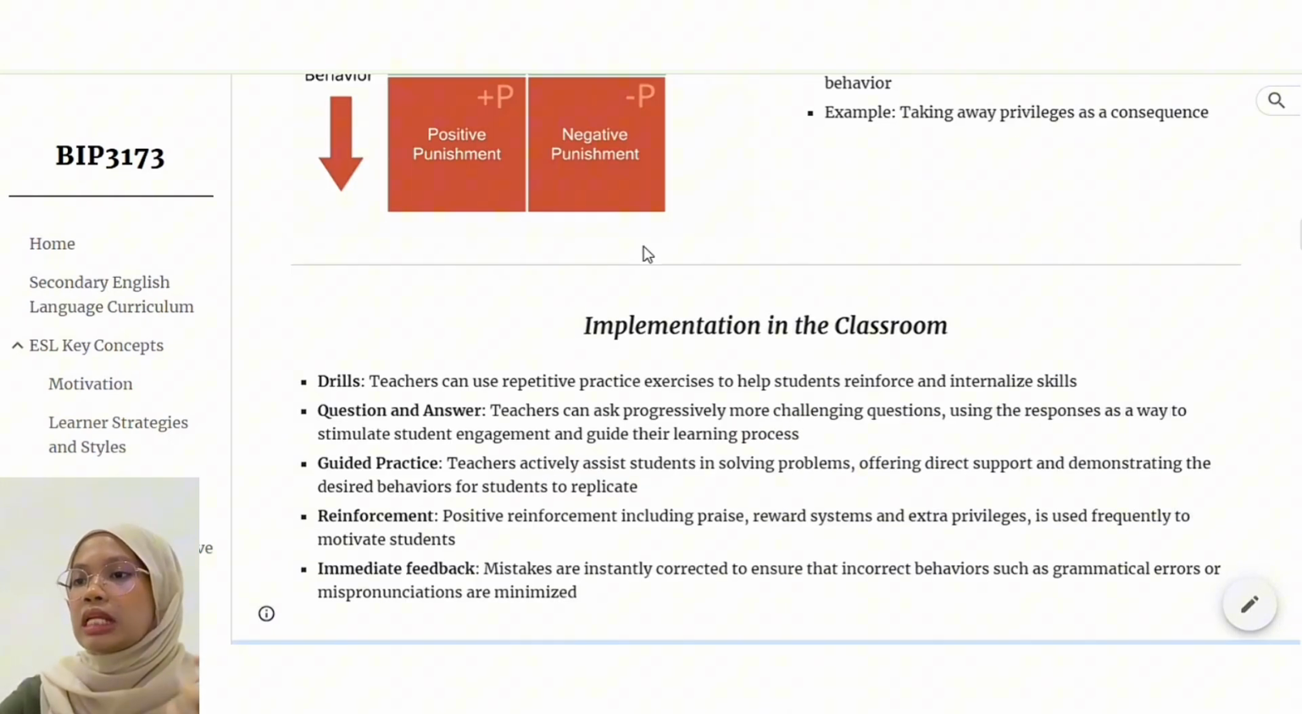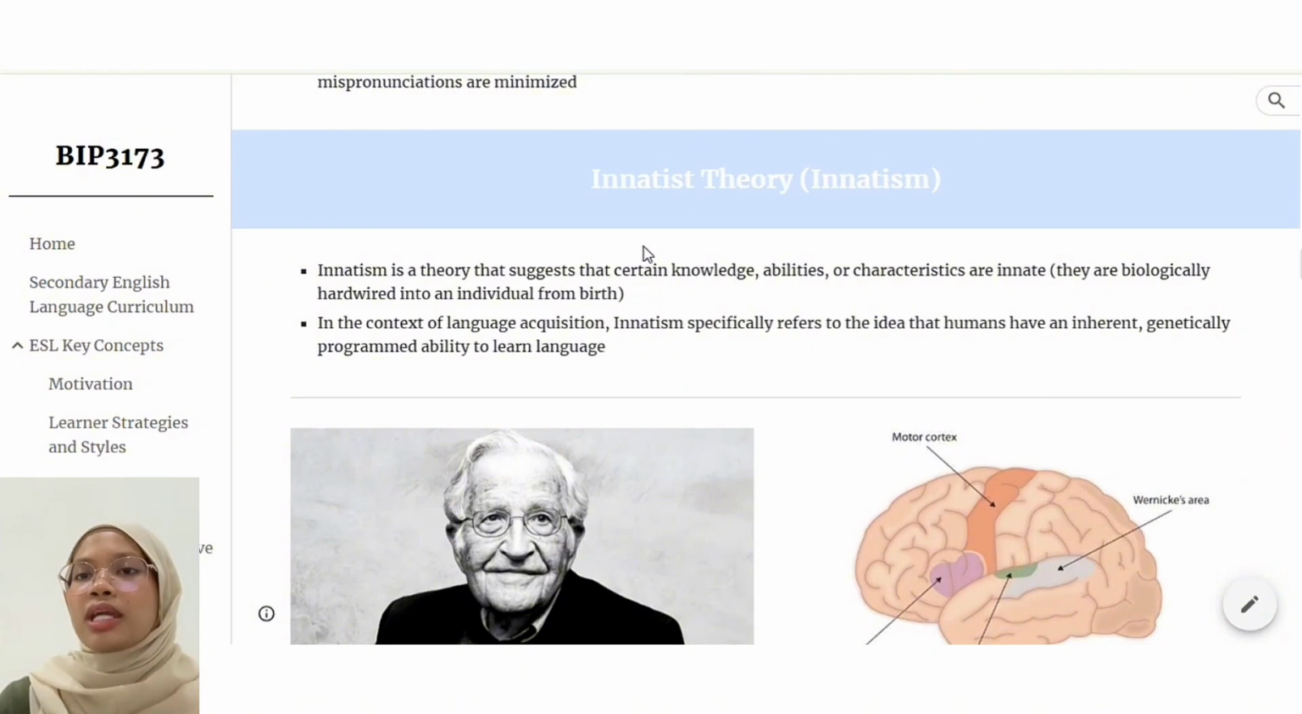So how do we implement this theory in the classroom? By using drills, we can use questions and answers. There's guided practice, there's reinforcement, as I mentioned before, specifically positive reinforcement, and there's also immediate feedback. Next is innatism, a theory that suggests that certain knowledge, abilities, or characteristics are innate, which means that they are biologically hardwired into an individual from birth.